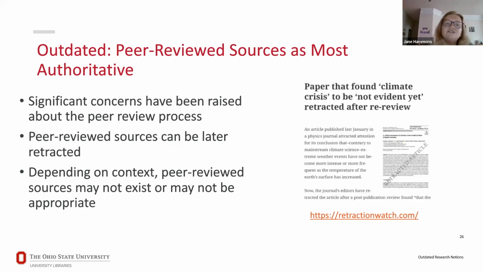And then we also know that, depending on the context, peer review sources may not be available, or they may not be the most appropriate types of sources, in terms of thinking about current events and how long it takes the peer review process to happen, right? If students are looking for certain types of information or certain types of sources, peer review is not always going to be the most appropriate type of source.